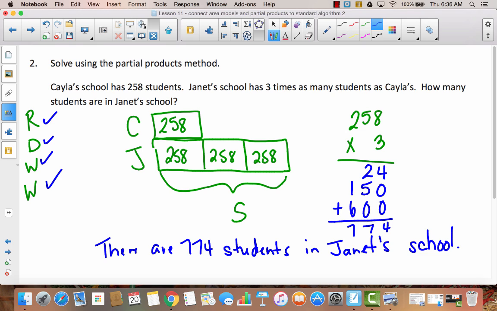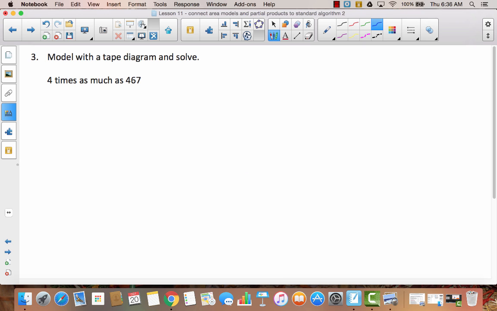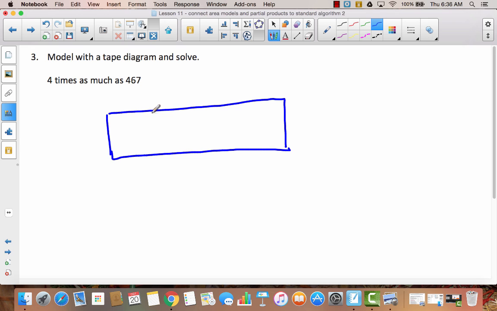Okay, let's take a look at number 3. All right, so this time it says model with a tape diagram and solve. So we have to draw a tape diagram that models 4 times as much as 467. Okay, let's go ahead and draw our tape diagram. What do you think it would look like if you were going to show 4 times as much as 467? Well, that sounds to me like 467 4 times, right? So that's going to be 467 once, twice, 3 times, and 4 times.